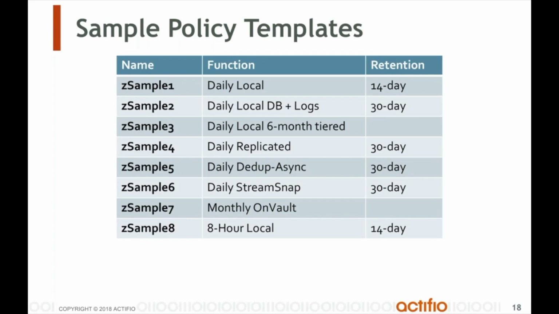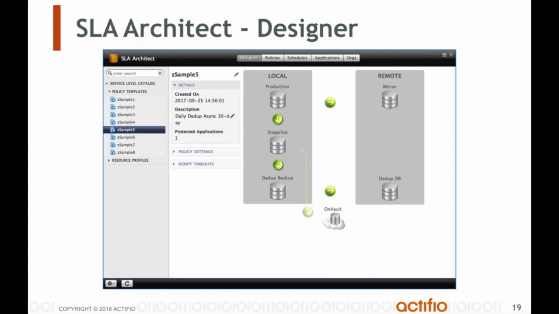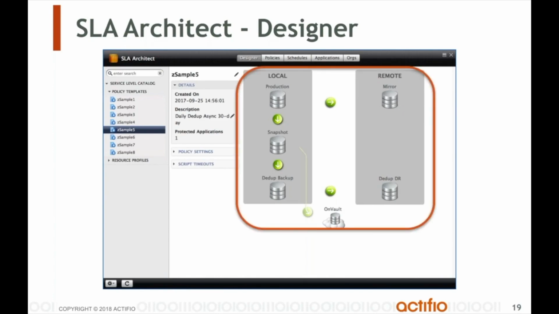Now, we use the SLA Architect's designer to view, modify, or create the policy templates that the Actifio appliance will use to protect your data. We refer to the center section here as the data protection map, and again, the green arrows indicating the data protection path.